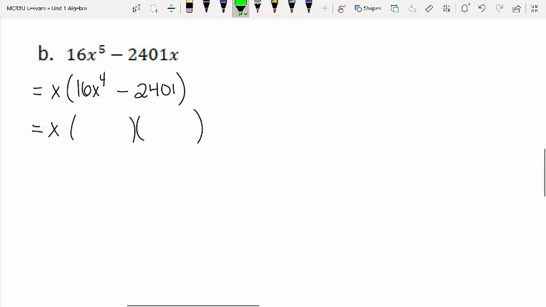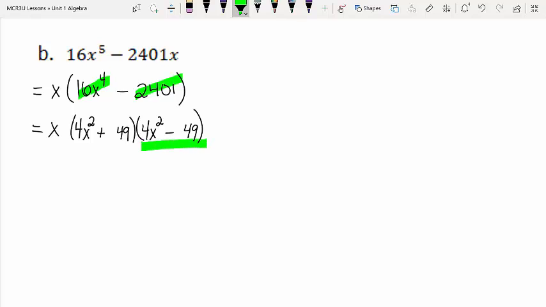Okay, take the square root of this, put it first in both of the brackets. So the square root of 16x to the power of 4 is 4x squared. Okay, now take the square root of this, put it second in both of the brackets. So the square root of 2,401 is 49. And then we put a plus in one and a minus in the other. Now the special case that I want you to be aware of here is we are not finished. Yes, we've used common factoring, and yes, we've used difference of squares. But always, always, always when you're done, ask yourself, can I factor this further?